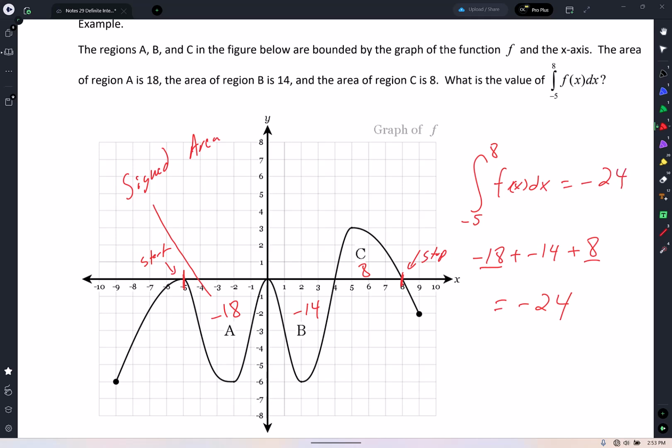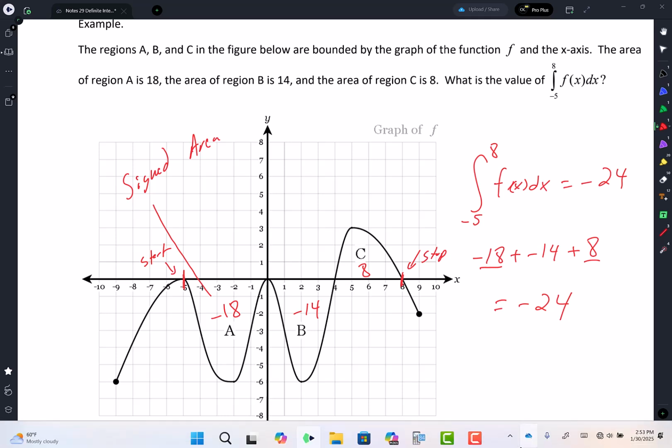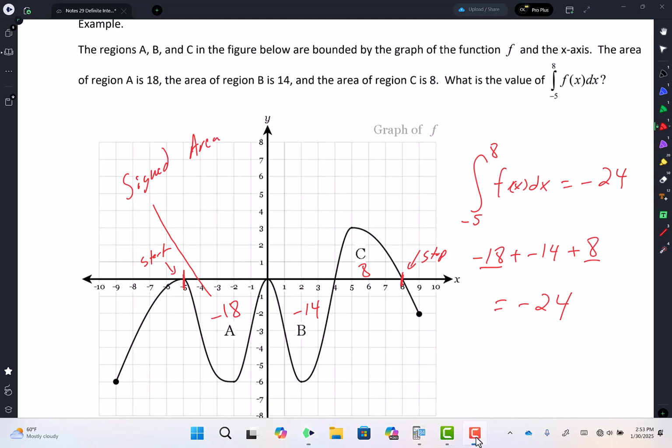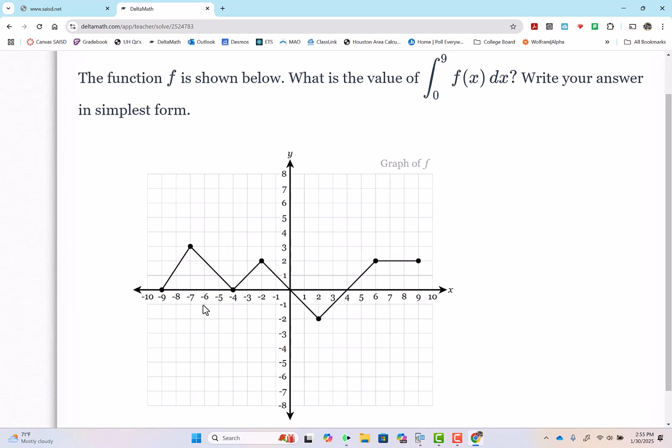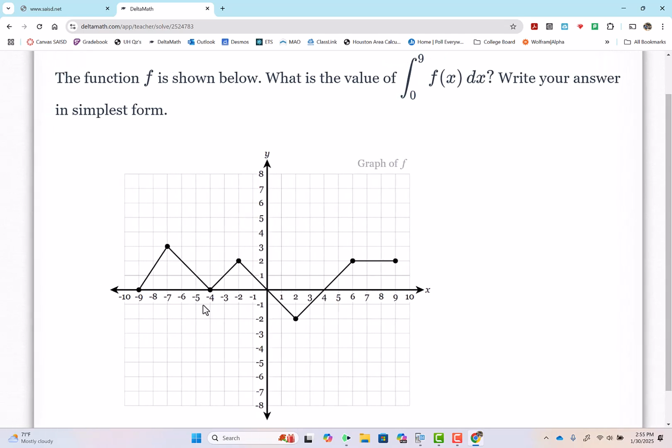It's talking about signed area. How do we feel? Not bad, right? Okay, so let's do one together. This is not with geometry here. So let me pause this while I... Okay, the function f is shown below. What is the value from 0 to 9 of f of x dx? Write your answer in simplest form.